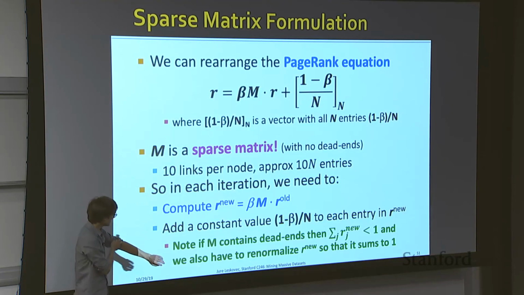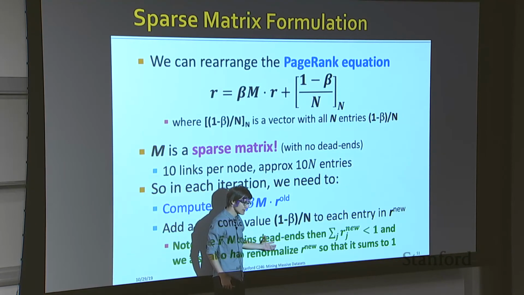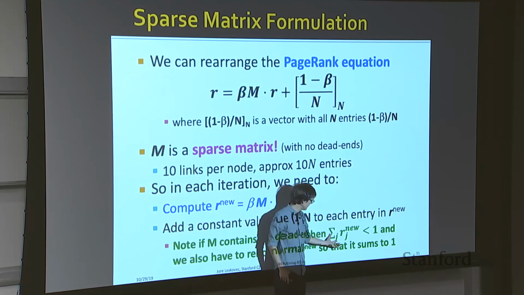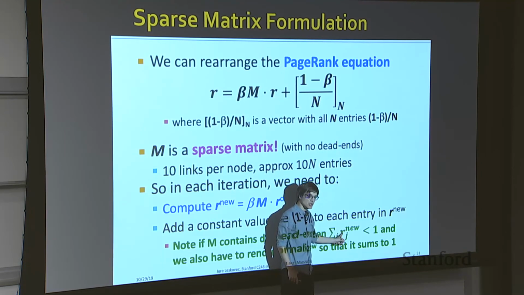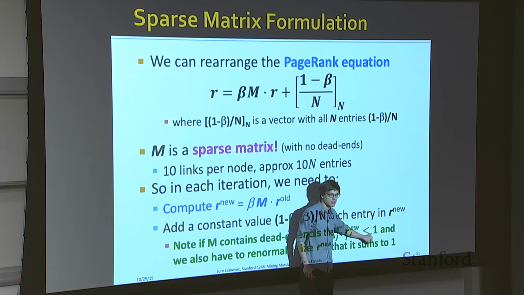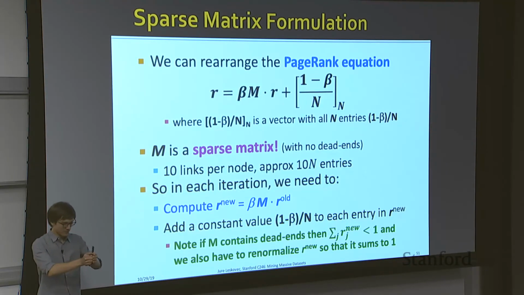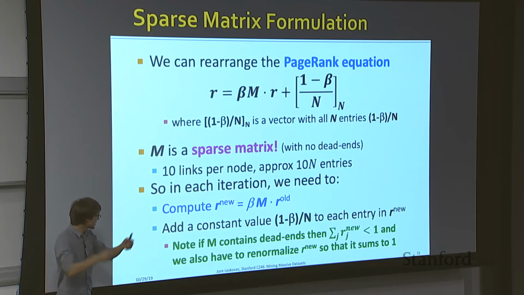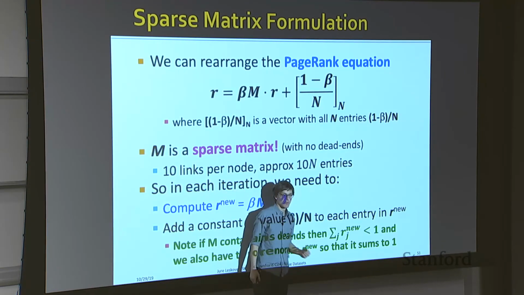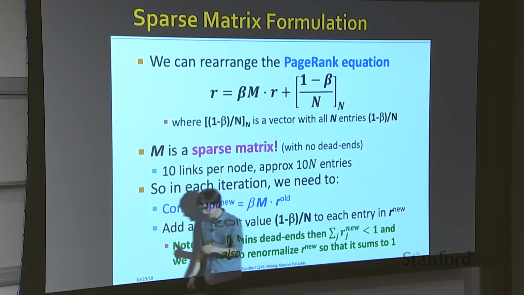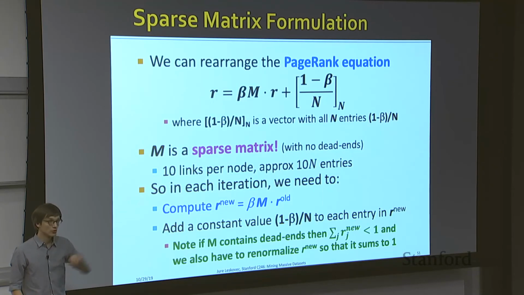There is a note. If M contains dead ends, then some PageRank will leak, so the sum over j of R new will be less than 1. All I have to do is renormalize the vector so that the components sum to 1. And this is essentially inserting the leaked PageRank due to dead ends.